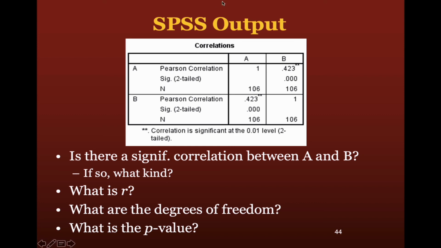So the question is, what is R? R is your correlation, so 0.423 is your correlation. We're going to round that to 0.42. Our degrees of freedom, remember, is number of participants minus 2. We have 106 participants, so that gives us degrees of freedom of 104. And then our p-value is 0.000, so we round that to 0.001. And we say p is less than 0.001 because it's actually smaller than that value.